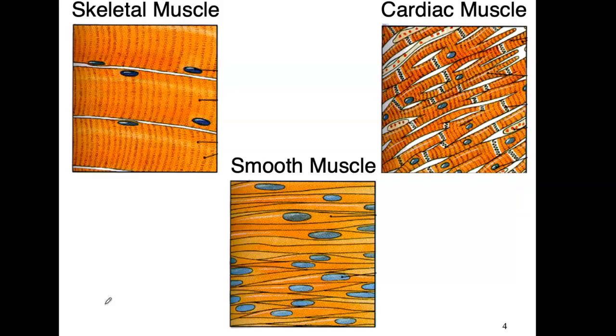Just a quick reminder there of skeletal muscle, cardiac muscle here that's shorter and has the intercalated discs, so the gap junctions, and smooth muscle where we don't tend to see the striations. So again, we're going to be concentrating mostly on skeletal muscle.